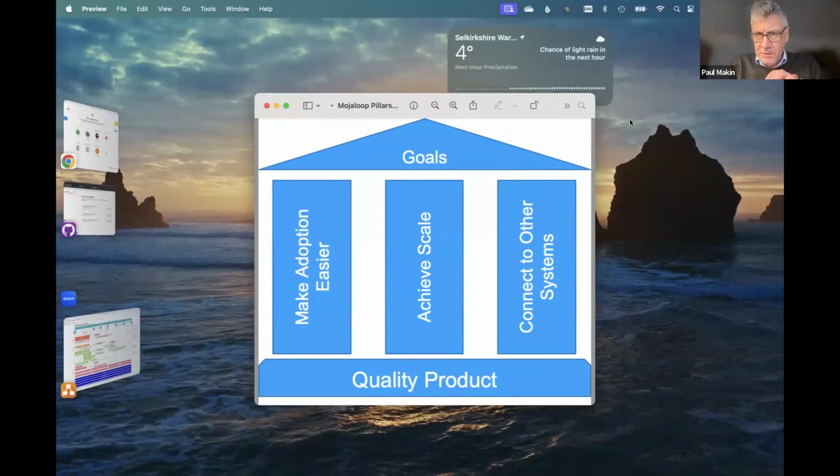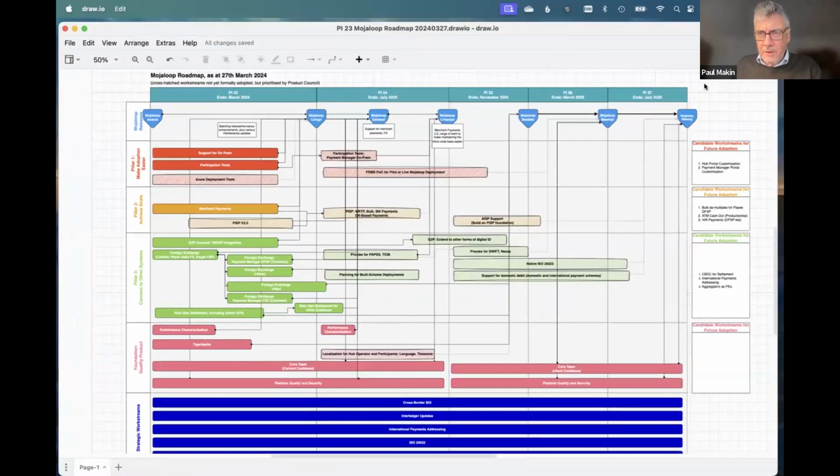How do we connect to other systems? So we had a lot of talk about ISO 20022, for example, but that's not the only approach we're looking at. And all of that supported by quality product. And you heard this morning Sam and Paul talking, and David talking about the core work stream. So putting that to one side, I want to just give you an overview of the roadmap as it stands today.